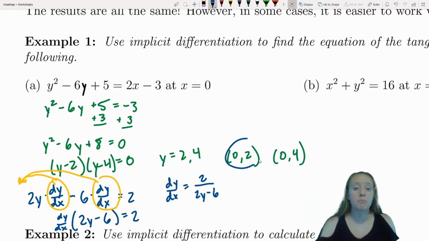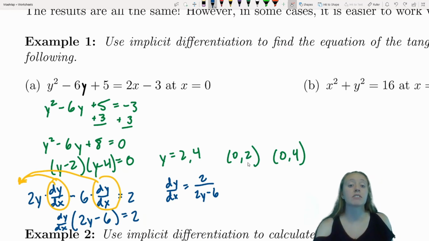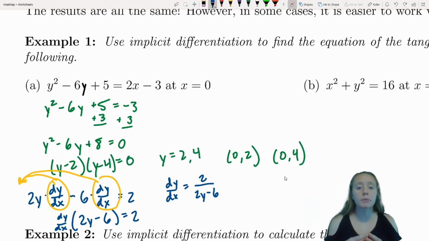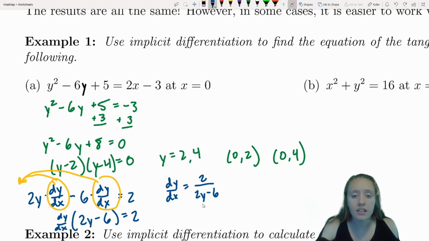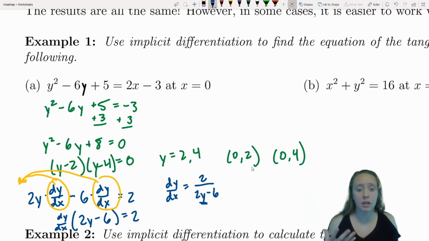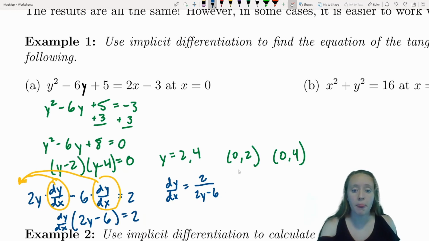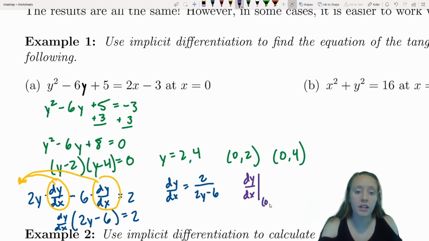So I have my point and I have my derivative. I just need to find the derivative at that point. So the first one I'm going to find is the derivative at (0, 2), and then I'm going to find the derivative at (0, 4). And these are going to be different slopes because, look at this, my derivative is in terms of y, so as opposed to plugging in x values like we normally do, we're going to need to plug those y values right on in.